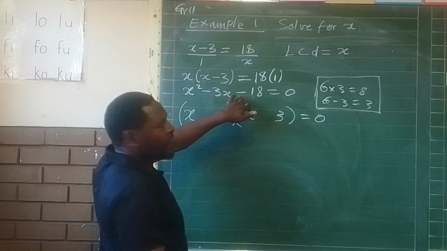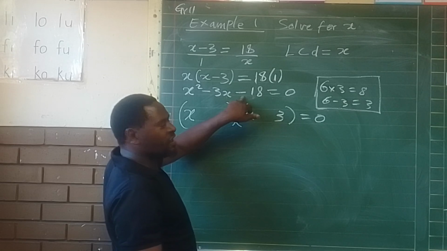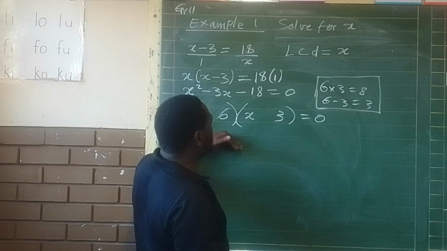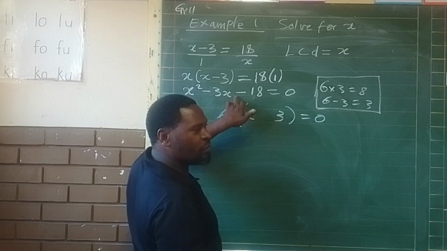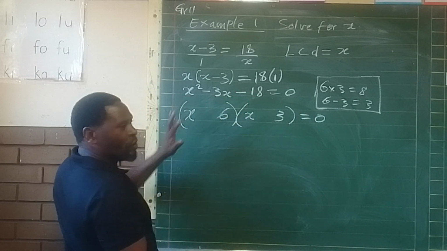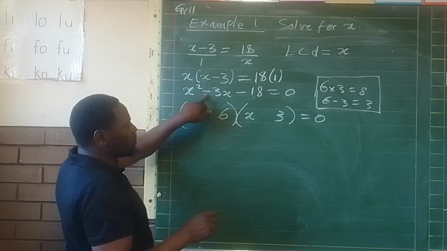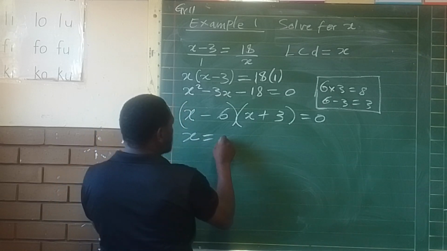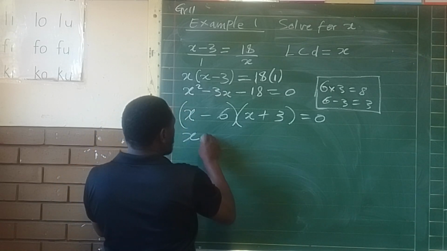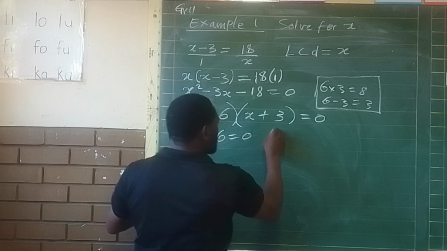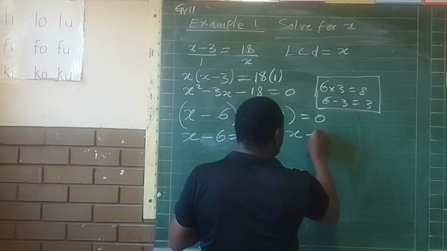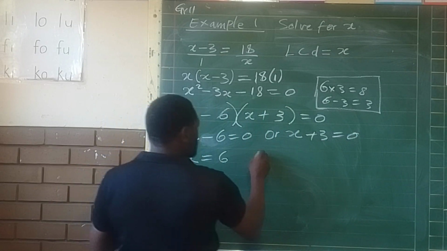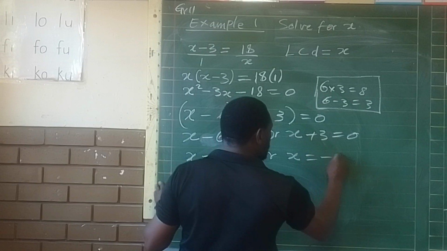Now let's come back here. The sign of the constant tells us how the signs are in our brackets. The signs must not be the same, so we know that we have a plus and minus. The bigger one should have a what? A negative. Then x minus 6 is equals to 0, or x plus 3 is equals to 0. Then x is equals to 6, or x is equals to minus 3.